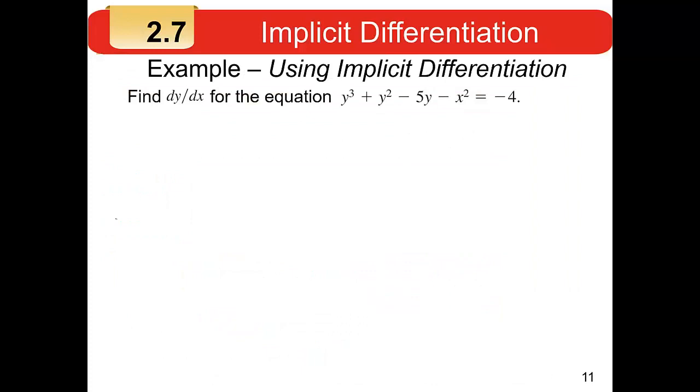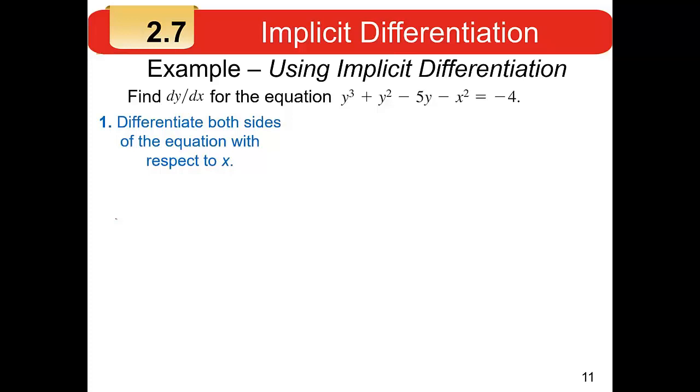Okay, I'm ready to finally work a problem which I've tried to build up to. I've taken all this time to try to build up to this. So let's find dy over dx for the equation y cubed plus y squared minus 5y minus x squared equal to minus 4. You've got a multi-term expression, so you can take the derivative term by term.